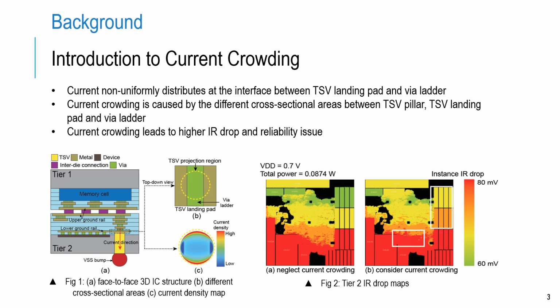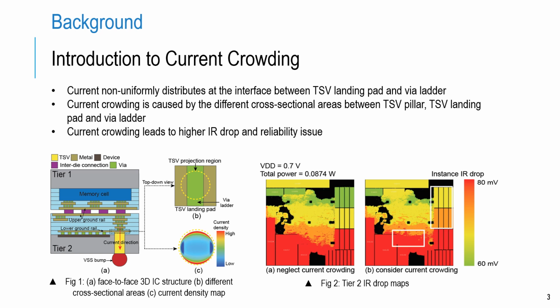In static IR drop analysis, TSV parasitics are typically modeled as a single resistor. This modeling assumes a uniform current distribution across a TSV, which simplifies the actual scenario. Due to variations in the cross-sectional area of the via ladder, TSV landing pad, and TSV pin in face-to-face 3D IC, the current crowding distribution changes as it passes through the interface between two components.